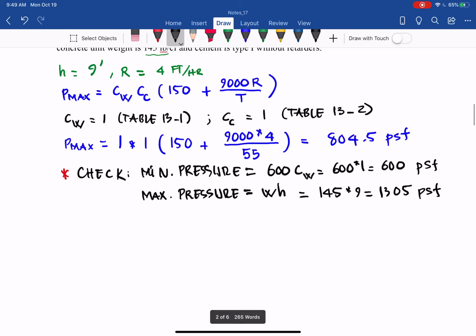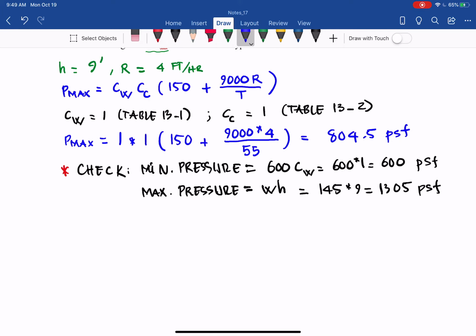So as you can see there, the Pmax in this case has to be in that range. The maximum pressure on the concrete has to be greater than the minimum pressure, so it will be 600, and less than or equal to 1305. So you will have the answer here.